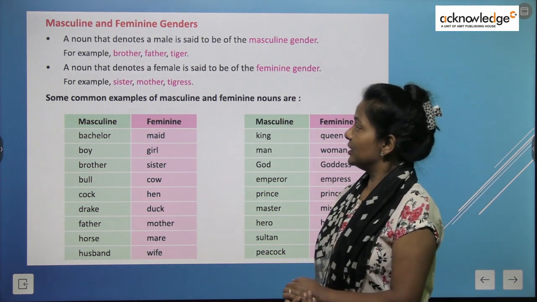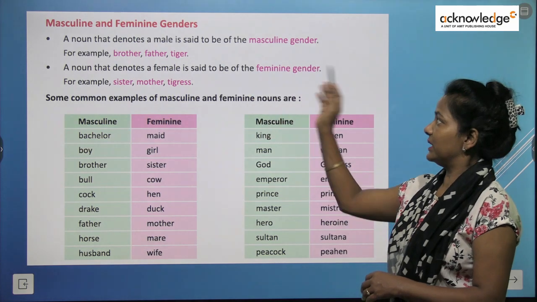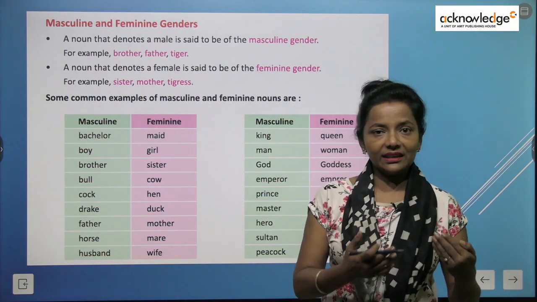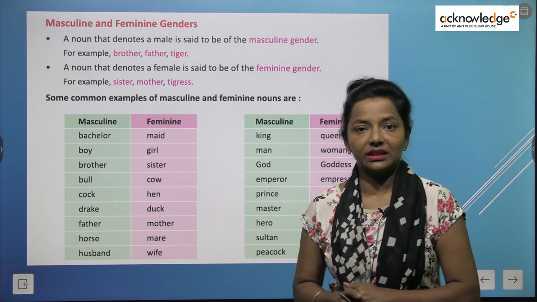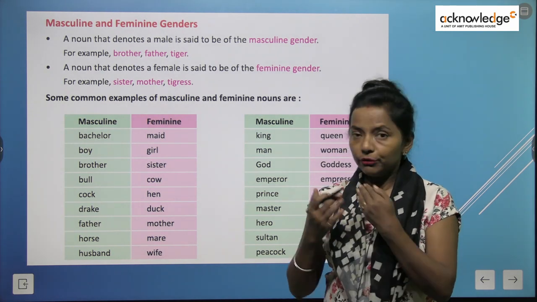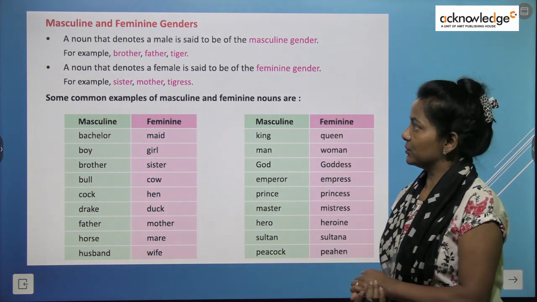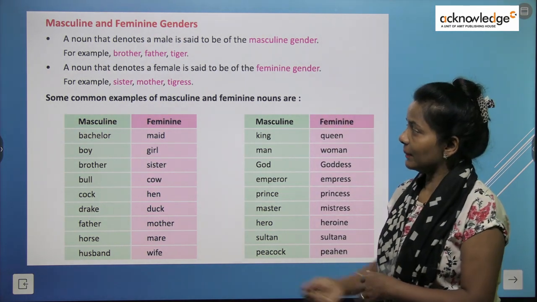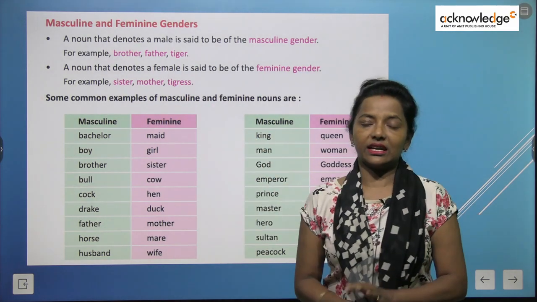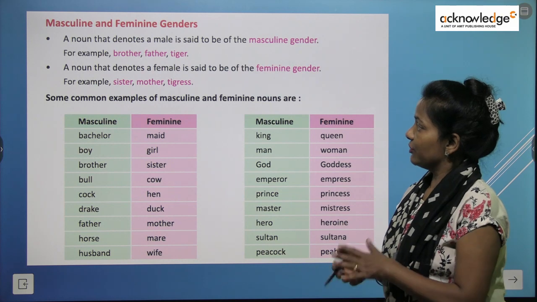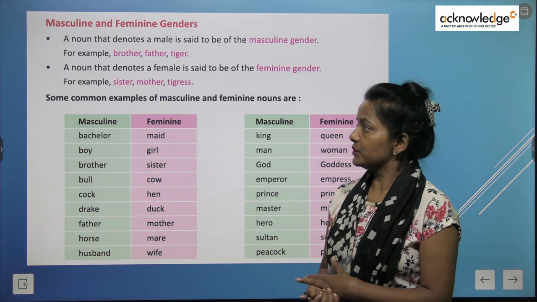A noun that denotes a female is said to be the feminine gender. Now, when we talk about any woman or female, it is called feminine gender. That is known as feminine gender. For example, sister, mother, tigress. Okay. Some common examples of masculine and feminine nouns are.